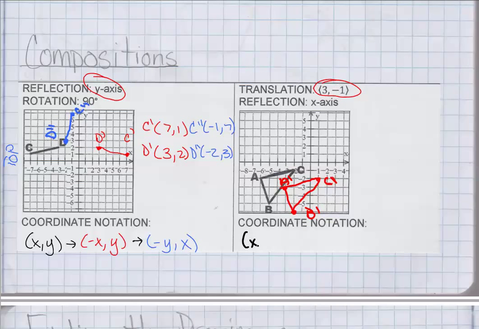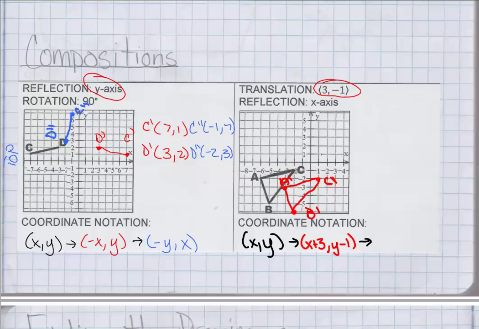So your original notation is just x, y. Whenever you have a translation with the vector 3, -1, you are adding 3 to your x's and subtracting 1 from your y's.